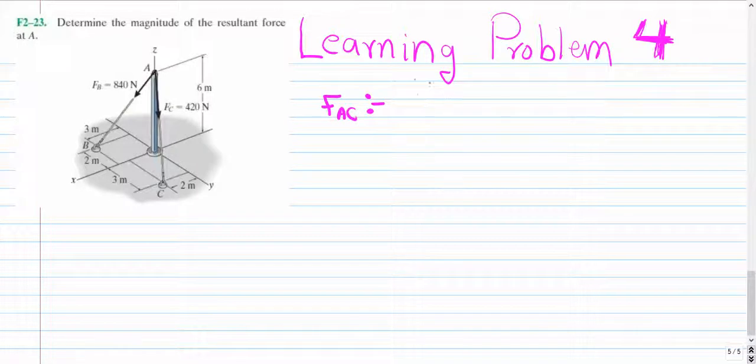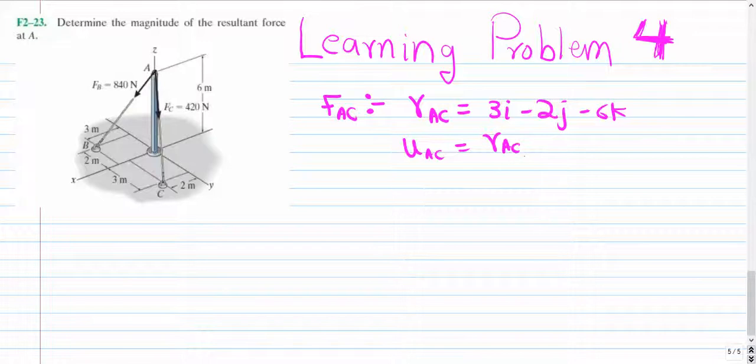So let's get started. So the position vector or length vector from A to C, is going to be, in the x direction, the length is 3 meters. So 3i. In the y direction, the length is negative 2j, and in the z direction, the length is negative 6k. Now that we have our position or length vector, we can find the unit vector by dividing the length vector by its magnitude. So first we need to find the magnitude for this length vector.